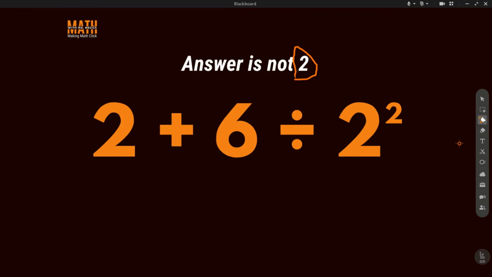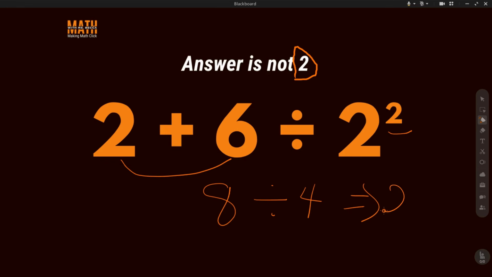Why? Because let me see how you solved it. You said 2 plus 6 equals 8, then divided by 2 square. 2 square is 4, and 8 divided by 4 gives 2. If this is how you solved it, then you are wrong because this is not correct.